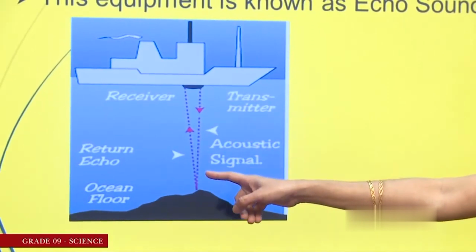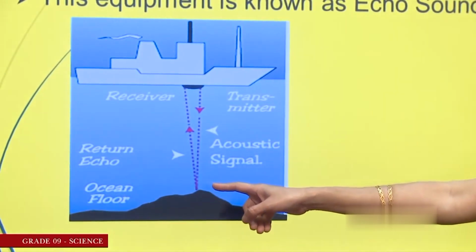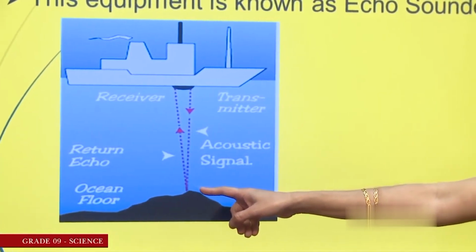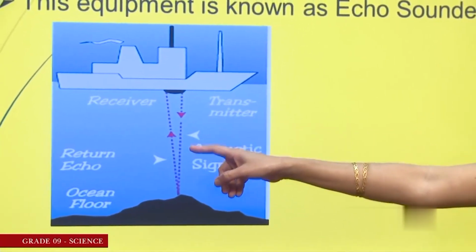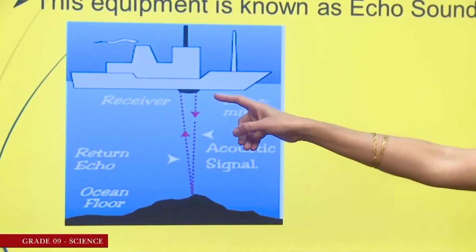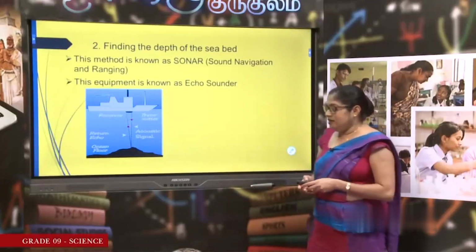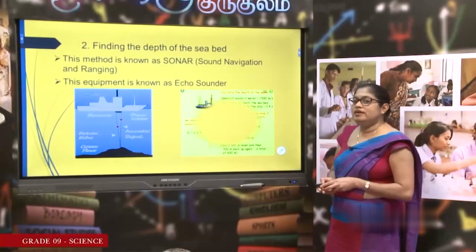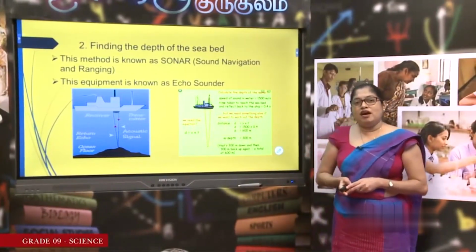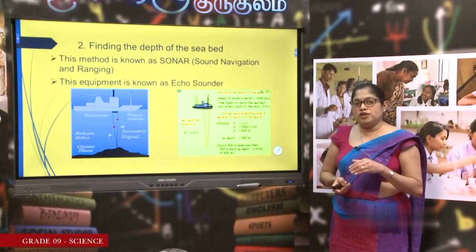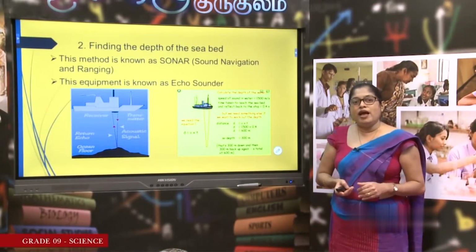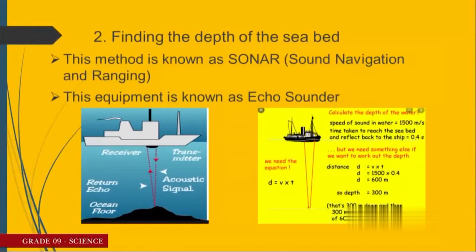It passes through sea water and once it hits the seabed, it is reflected back. The reflected ray is also received by the echo sounder. So, the echo sounder can measure the time taken for the ultrasound wave to go down to the sea bottom and to come back. So, let us see how to calculate the depth of the seabed.